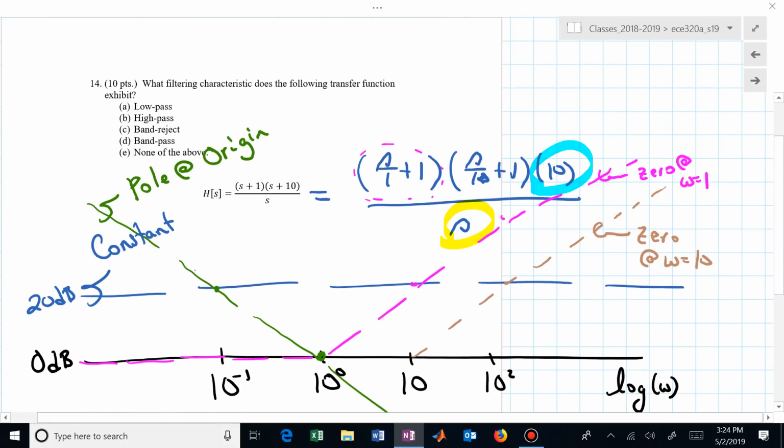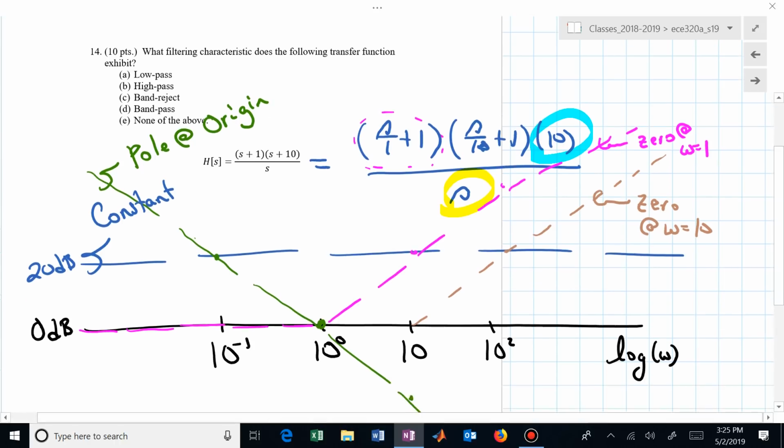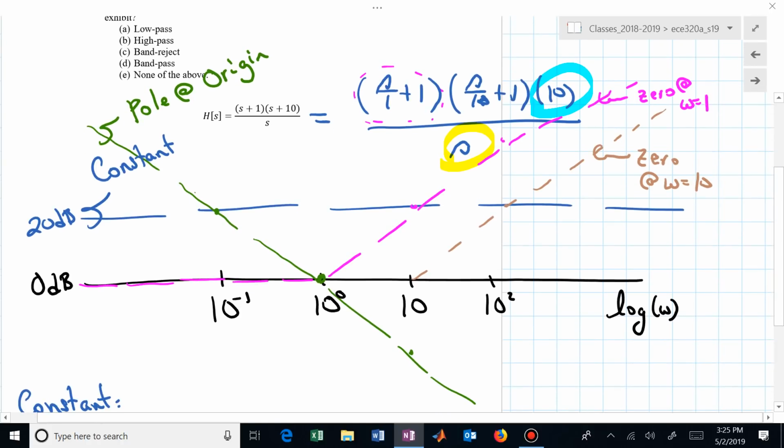And you could just look at the different colors. I have a constant, which was blue. I have a pole at the origin, which was green. I have a 0 at 1, which was magenta. And I have a 0 at 10, which was brown. And now I need to combine those to see what's my overall shape, or what's the filtering characteristic associated with this transfer function. How do we do that?